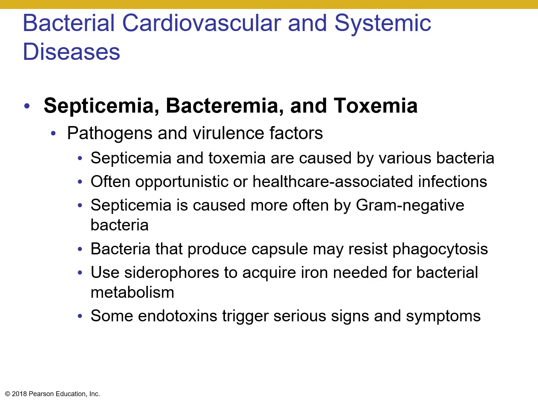So what are the virulence factors? Well, septicemia and toxemia are caused by various bacteria. Often we see that these can be opportunistic, or they can be associated with being in a healthcare facility or surgical procedure. Most septicemias are caused by gram-negative bacteria. Usually this has an origin in peritonitis, where the small intestine or the large intestine has ruptured in some way and the peritoneum has become infected. Once it becomes infected, then the bacteria can move to the circulatory system from the peritoneum. The bacteria that have capsules or can resist phagocytosis, so that is going to prevent some of the immune response.